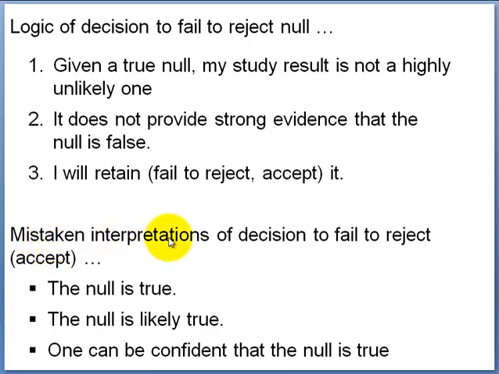So here are some mistaken interpretations of accepting the null. It is mistaken to conclude that accepting the null means that the null is true, or that the null is likely to be true, or that one can be confident that the null is true. These conclusions are too strong.